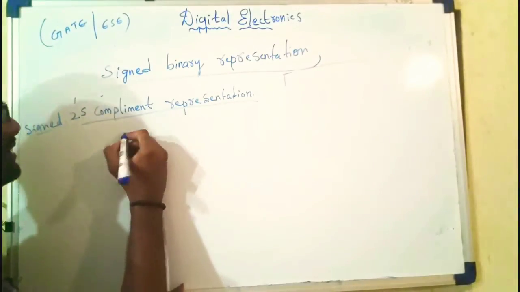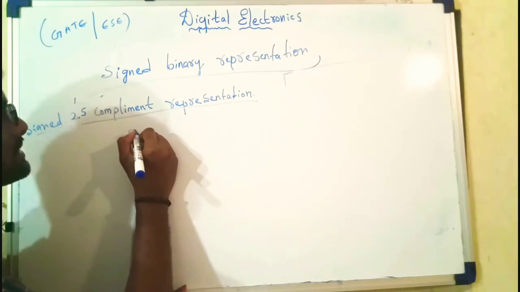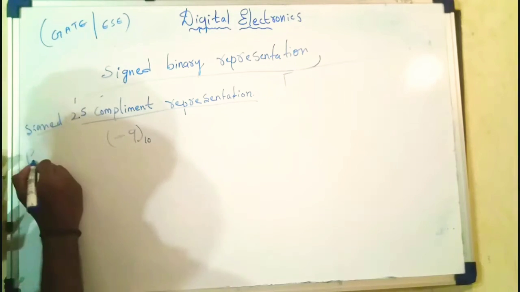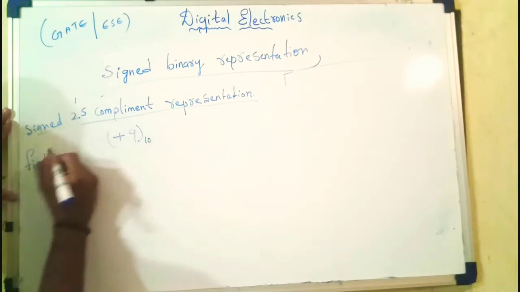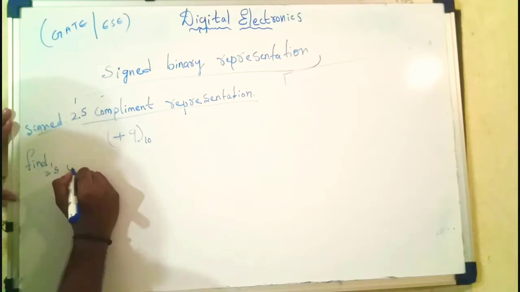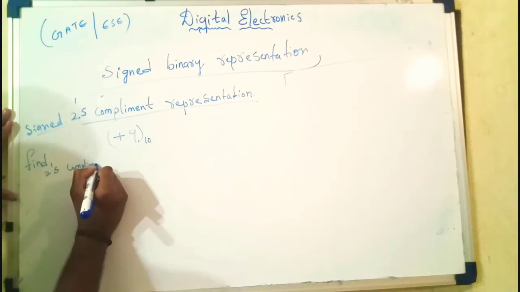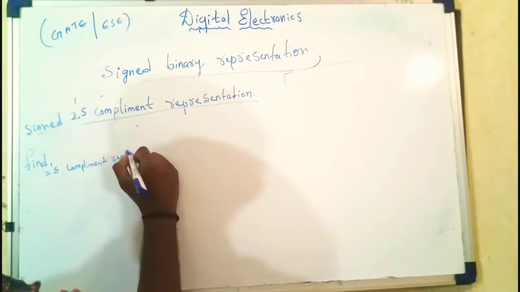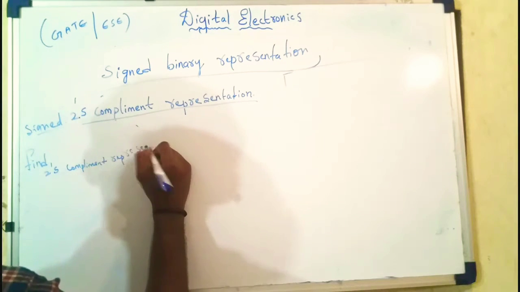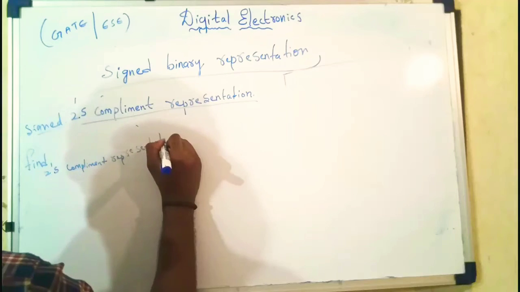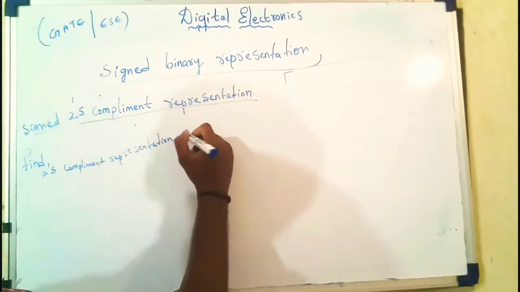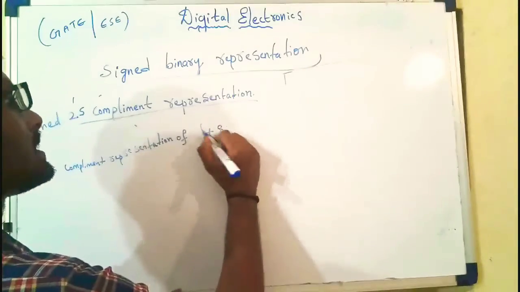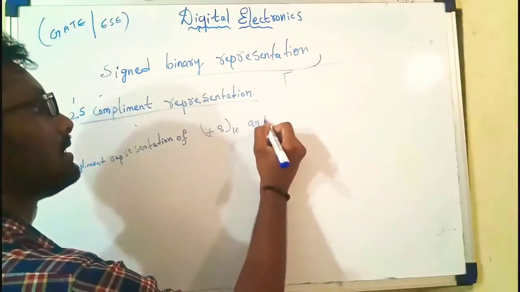Let us take another example of minus 9. Find two's complement and 2's complement representation of plus 8 to the base 10.